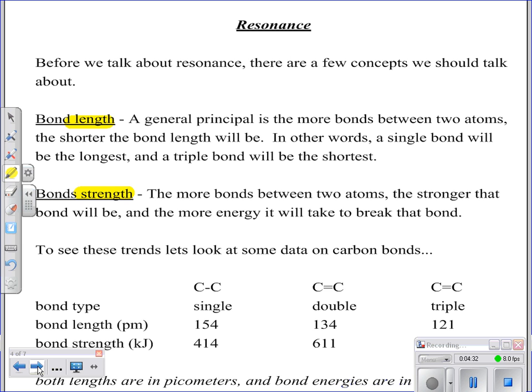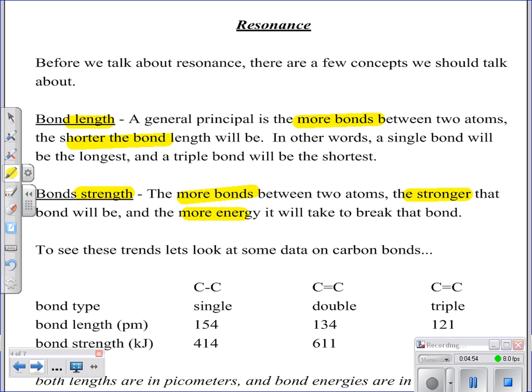So our general principle is that the more bonds between 2 atoms, the shorter the bond length. So if you have something like a triple bond, it's going to have a pretty short bond length. And as far as strength, the more bonds that you have between 2 atoms, the stronger that bond's going to be. So in other words, it's going to take more energy to try and break apart that bond.